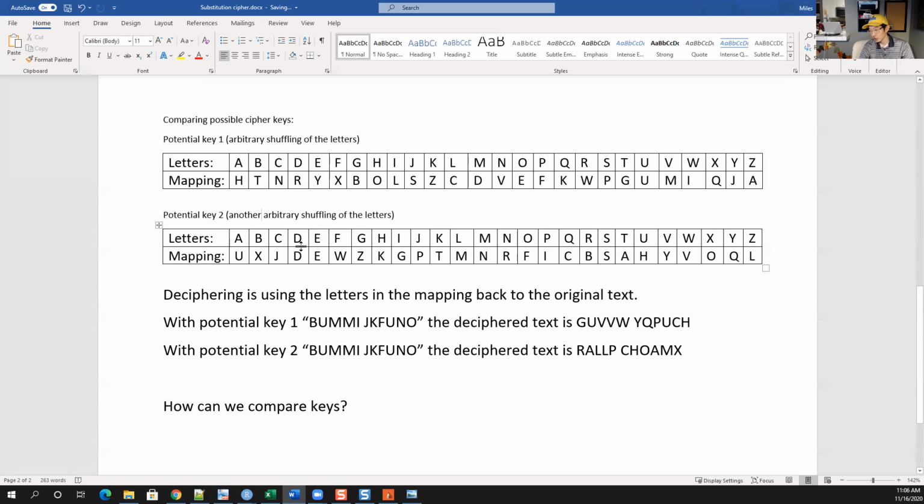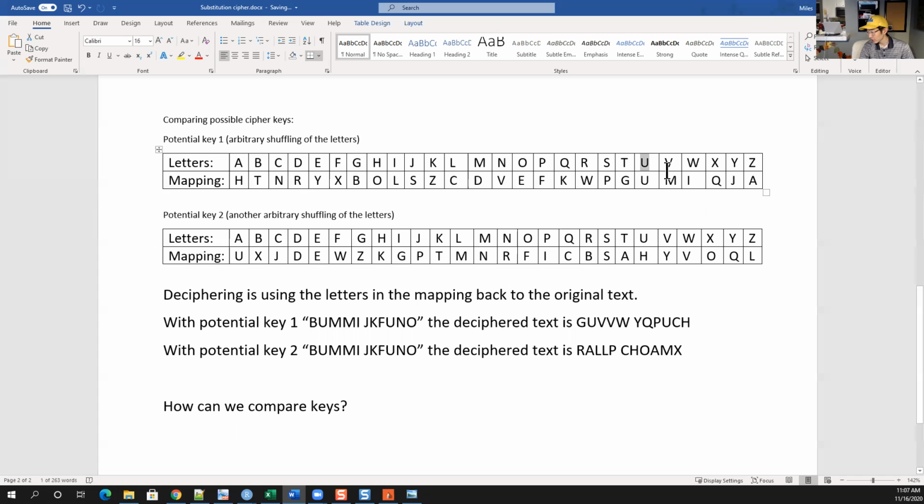And what we're going to do is use these potential keys to decipher the text, and look at how these keys decipher the text. Okay, so if the intercepted message is BUMMI JKFUNO, and I apply potential key 1, this is what the deciphered text would end up becoming. The B becomes a G, because when you're deciphering, you have to look at the mapped letter and go backwards. Okay, the U is in the correct spot. The U becomes a U.